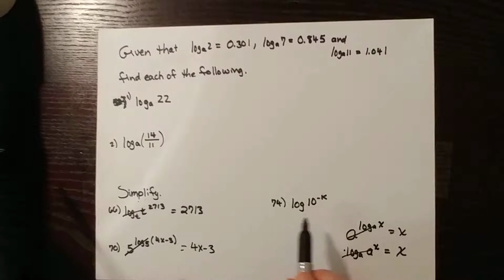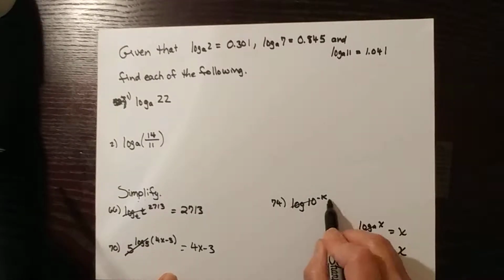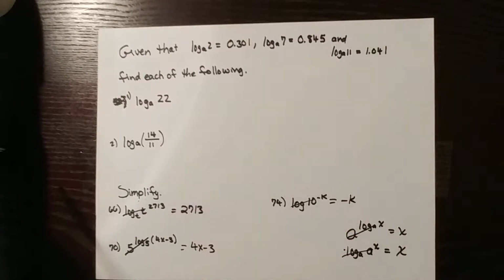Right here, log of 10 to the negative k. We understand this base to be a 10 because it's not written. It's the common logarithm. So log base 10 of 10 to the negative k is equal to negative k. All right, that's the bottom ones right there.